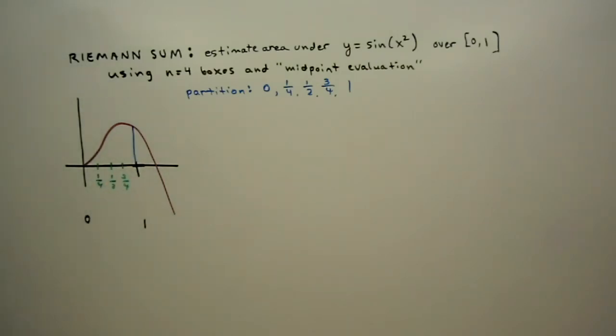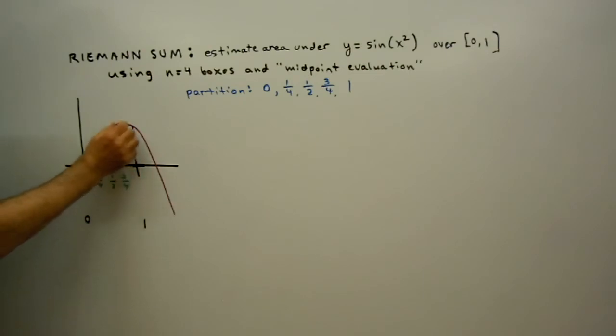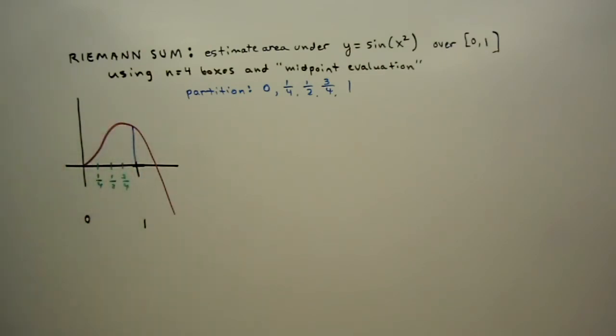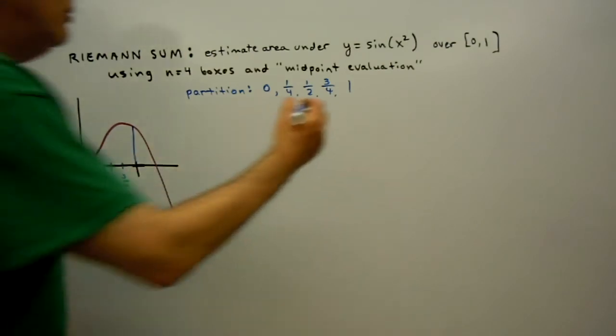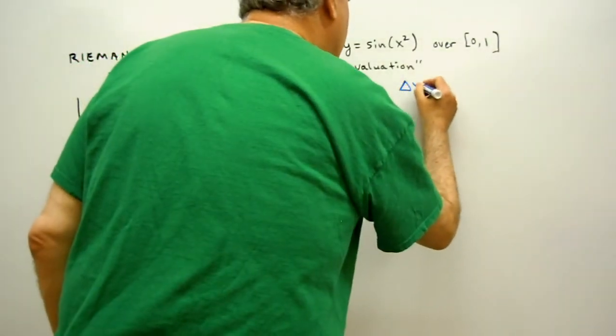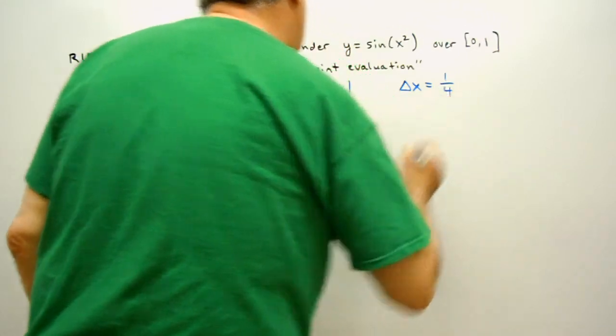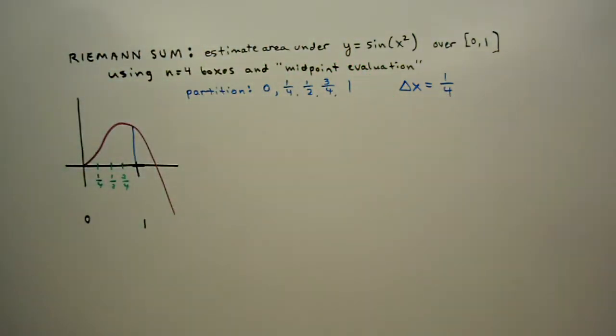And the idea is to create 4 boxes that are going to estimate the area under that curve. That determines the width of the boxes, 4 equal pieces, whereby the delta x, the width of each of those 4 boxes, is going to be 1/4. And then we have to select a value inside each of the 4 subintervals that's going to determine where we're going to evaluate the height of the box.